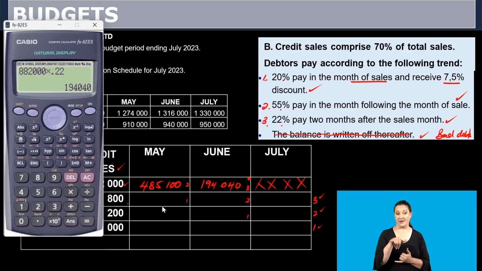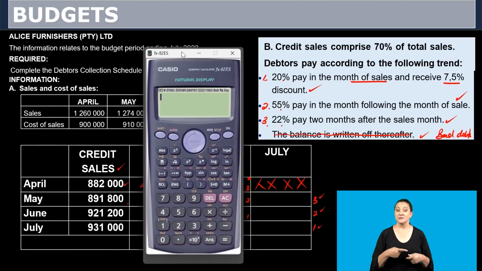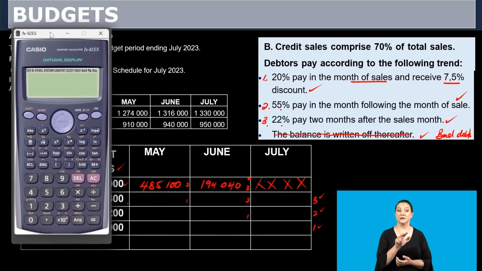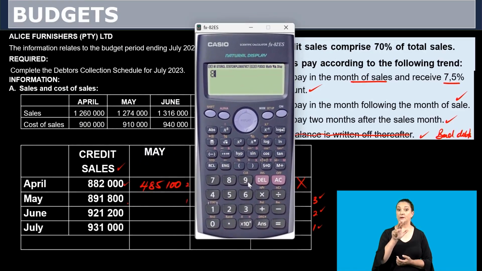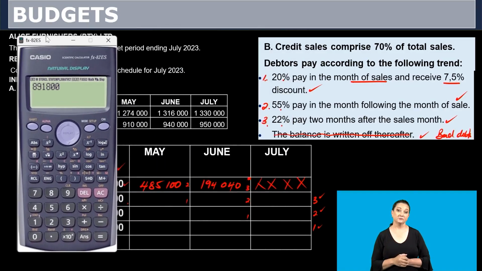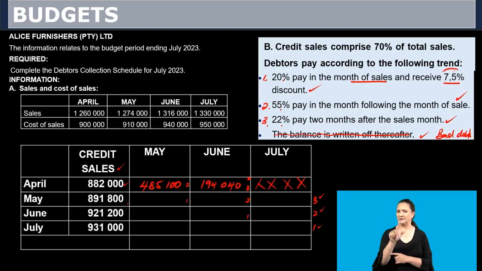Then I'll come to the 891 in May. The amount in May is the credit sales, 891,800. So I'll take my 891,800, and since it is in May, I'll collect number 1 in May. So I'll multiply. Number 1 is 20%. Multiply by 20%. That is going to give me 178,360.